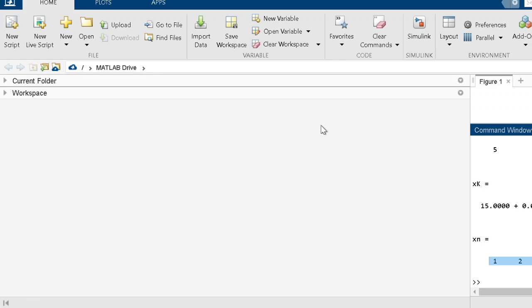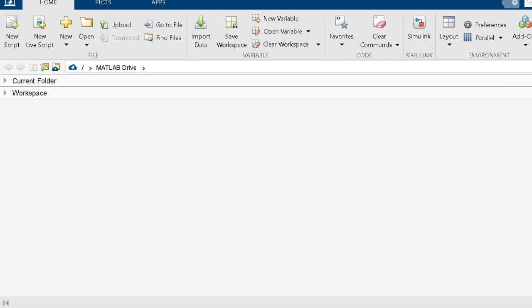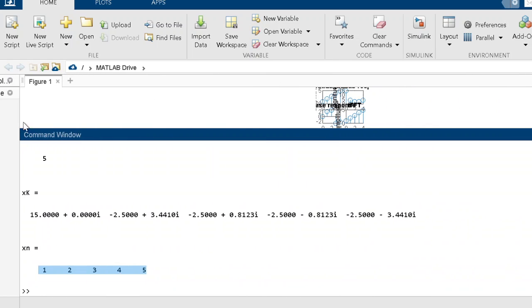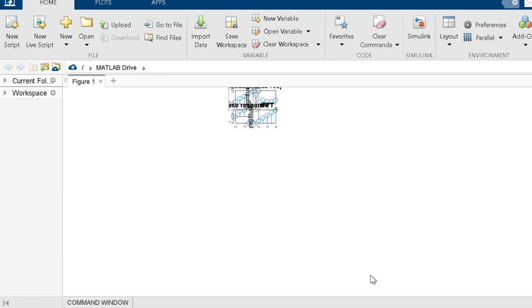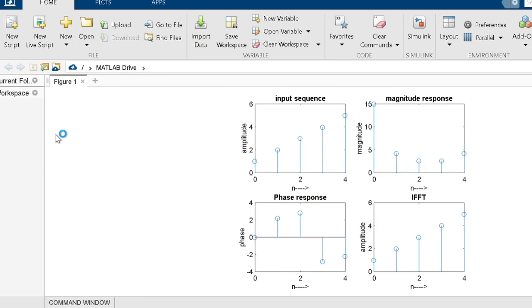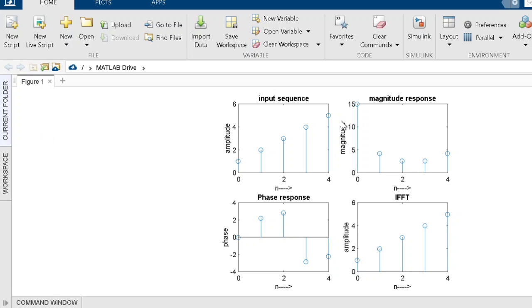And then for the graph, we obviously have 4 since we plotted 4 in the code: the input sequence graph, the magnitude response, the phase response, and the IFFT.